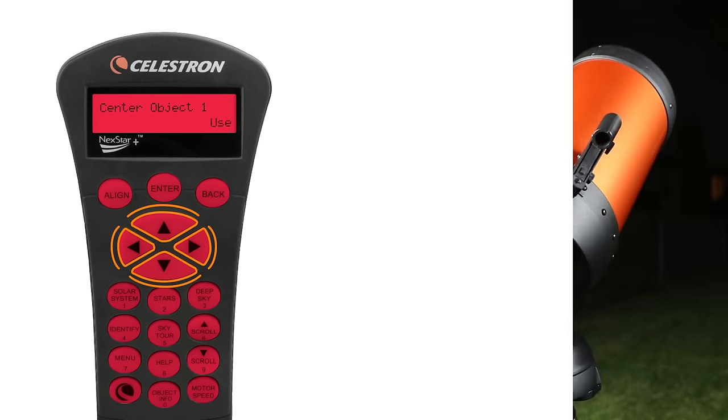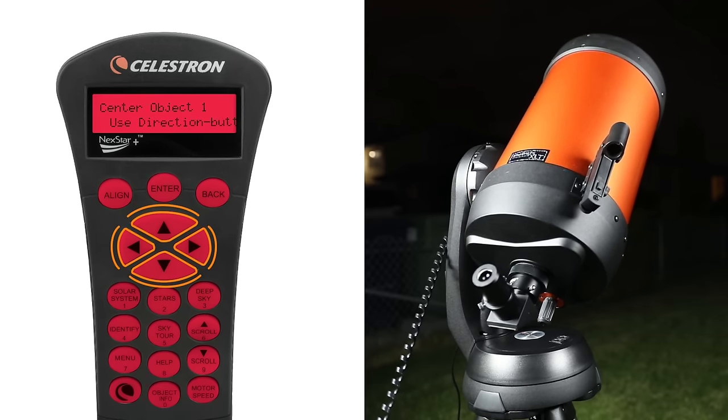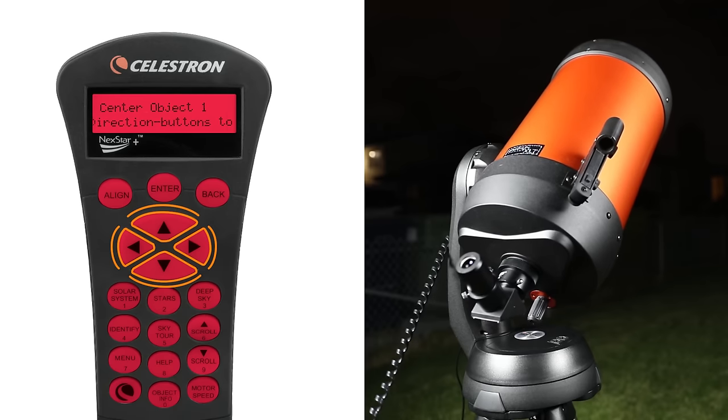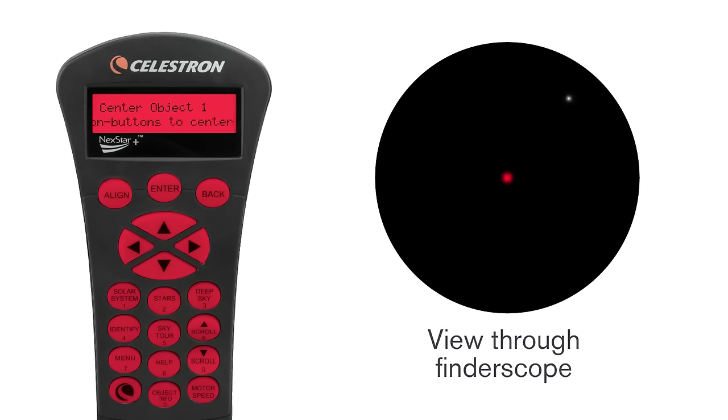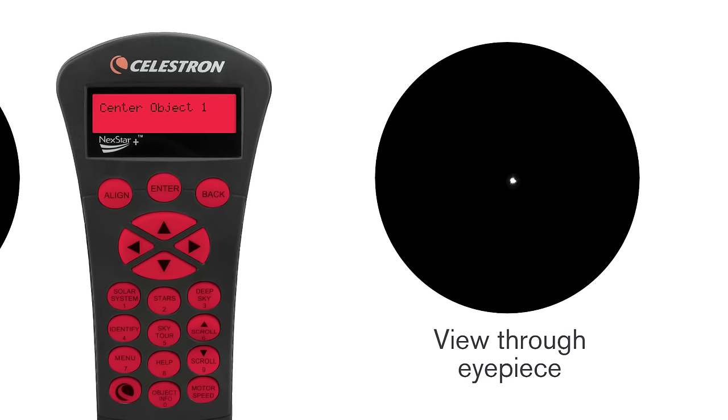Use the hand control's directional buttons to move the telescope toward the first bright star. When you get close to your alignment star, look through the finder scope and use the directional buttons to move the telescope so that the finder scope's reticle or red dot is directly on top of the star. If your finder scope was properly aligned, you should see the star in your 20mm eyepiece. If it's there, press enter.